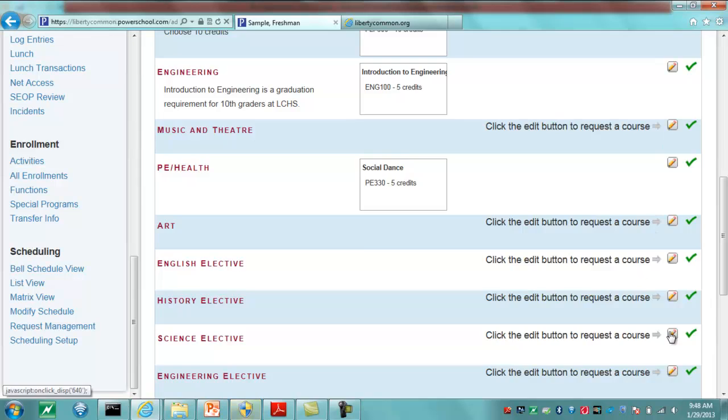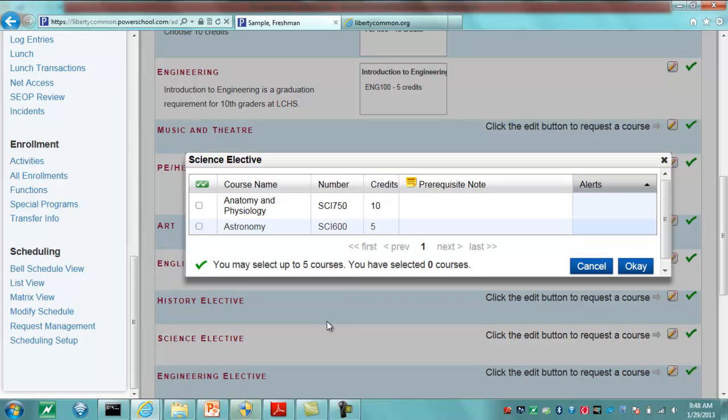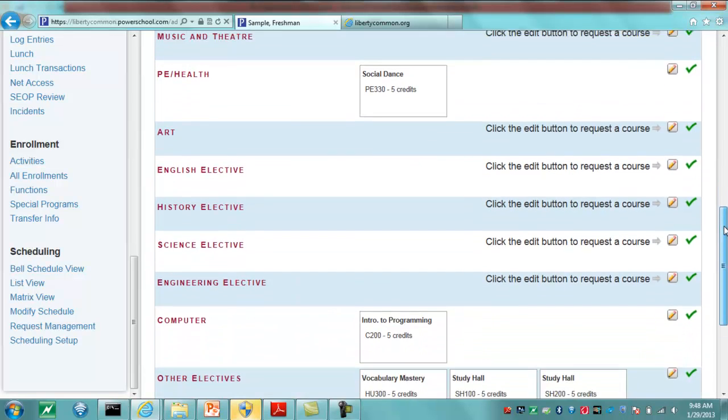Science electives. The science electives that are available would be anatomy and astronomy. So those would both be options for students who are interested in taking more science classes beyond what is required of them in 10th grade.